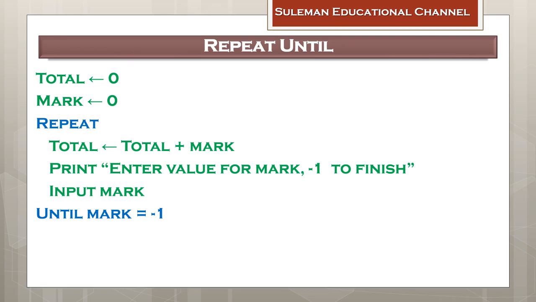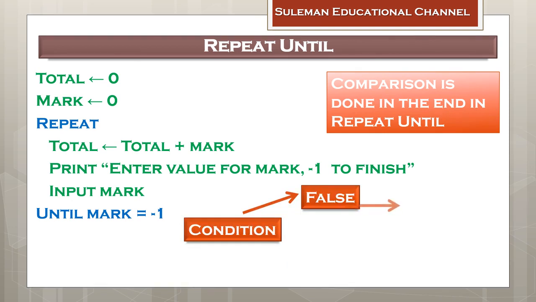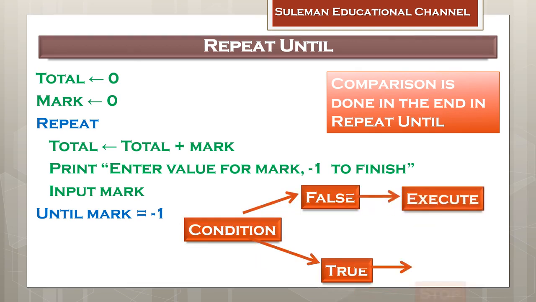This is used to display a message for the user and to inform them that if minus 1 is entered, the program will stop. And in the last line, until mark is equal to -1. In this line, the value of mark is compared with -1. If the value of mark is not equal to -1, then the loop will be repeated again. If the condition mark is equal to -1 is true, then it will exit the loop. Keep in mind that in repeat until the loop works when the condition is false and stops when the condition is true.